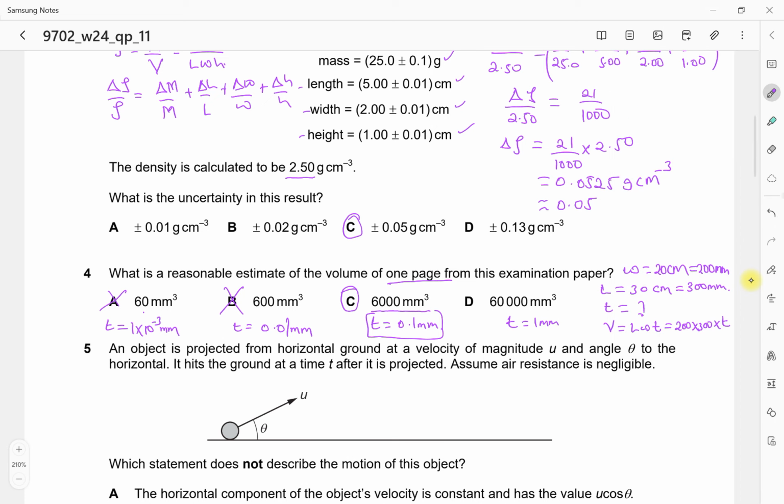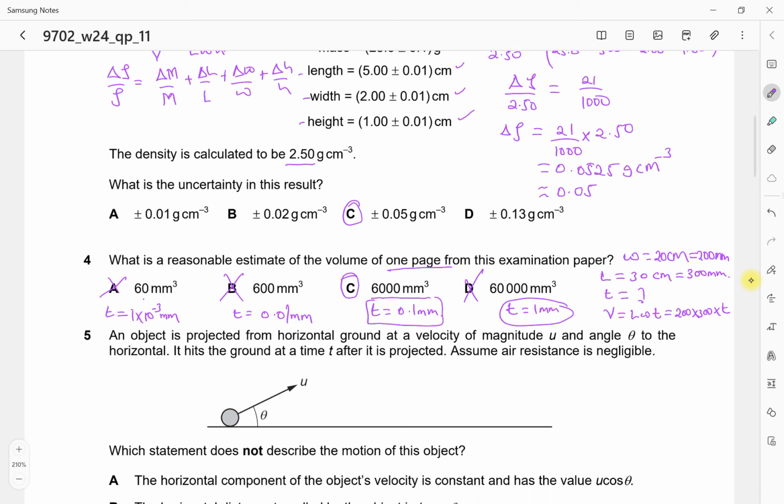1 millimeter is really very big. 0.1 centimeters cannot be the thickness of a page of an examination paper. So this is really very big, which means this is also wrong. So the answer is going to remain C. I used just back substitution to check and see if the thickness given by the volumes which are stated is reasonable.